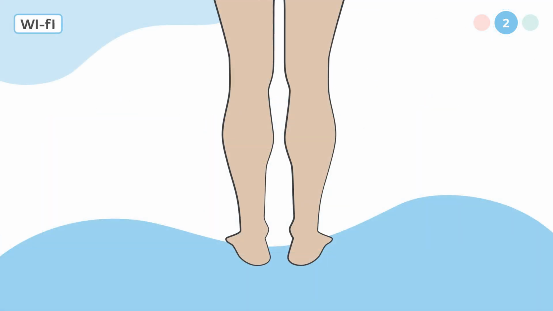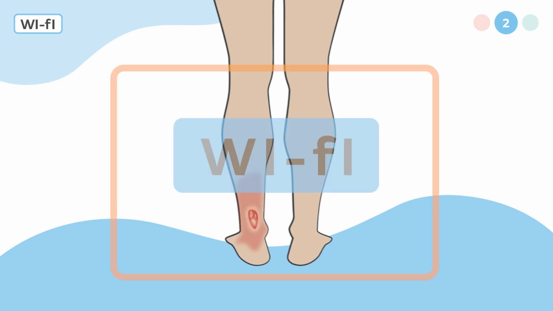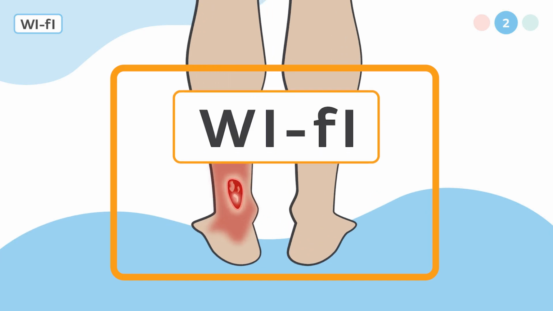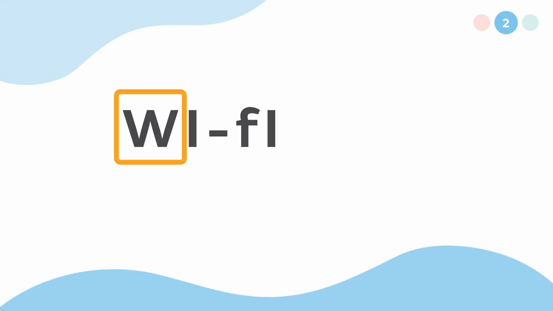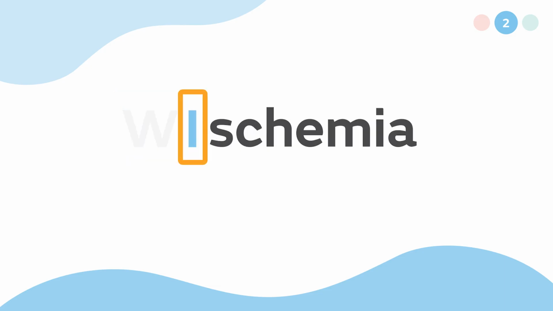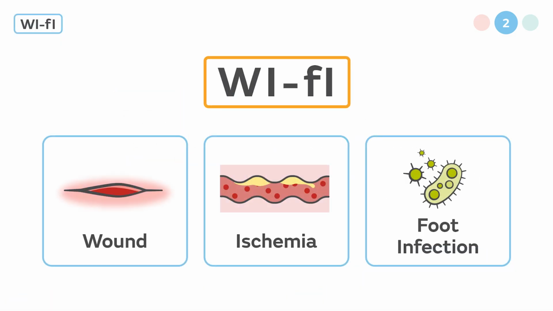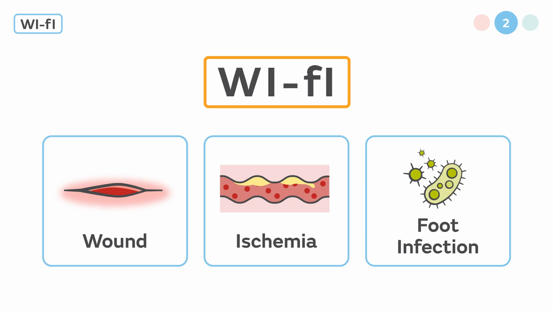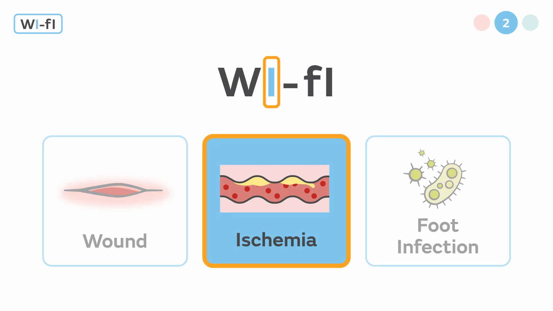When assessing an ALU, you have a lot of assessment tools to choose from, but the IWGDF recommends the WIfI classification system. WIfI is specially designed for lower leg wounds where there is a threat of amputation. The acronym stands for wound, ischemia, and foot infection. For each category, you'll give a rating from 0 to 3, and each rating will show you how to modify your treatment plan. In this video, we'll first jump ahead to the ischemia rating, as we find that this rating helps us form a baseline for specifically treating an ALU.